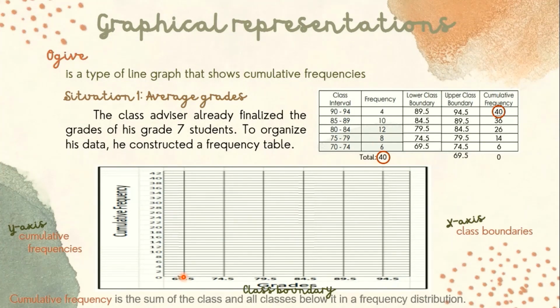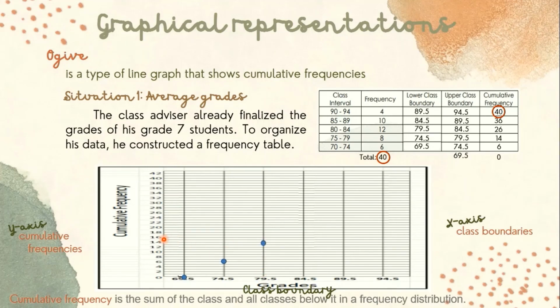69.5, yung kanyang cumulative frequency ay 0, kaya mag-plot tayo sa kanilang intersection. For 74.5, ang cumulative frequency ay 6. Ito yung 74.5, cumulative frequency natin ay 6. I-plot natin yung kanilang intersection. 79.5, ang kanyang cumulative frequency ay 14. So, ito yung 14, ito yung kanilang intersection.